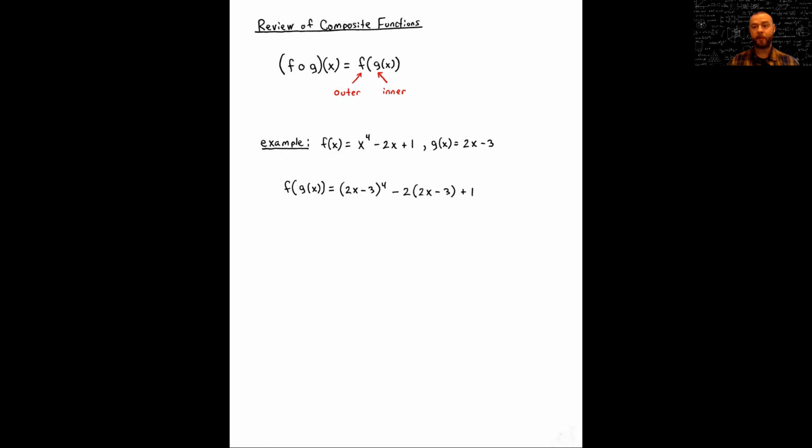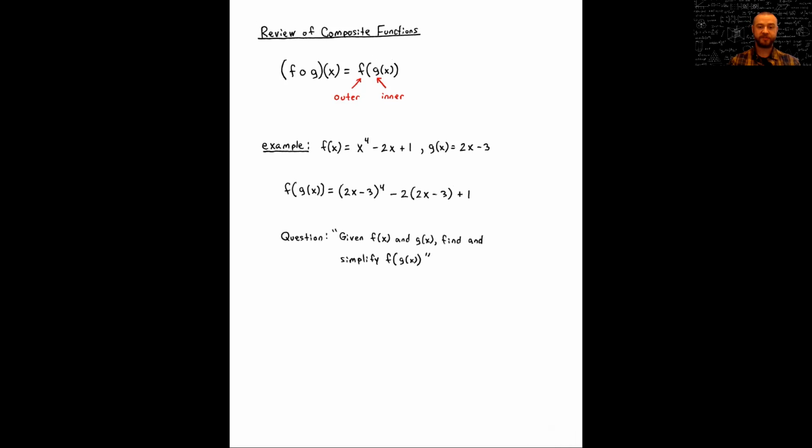Okay, so hopefully you're comfortable with that. We get 2x minus 3 raised to the fourth power minus 2 times 2x minus 3 plus 1. All right, you could multiply that all out. That's going to take a while. This is just one question that we're going to build off of.